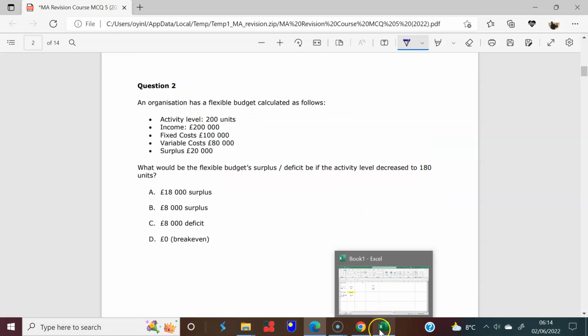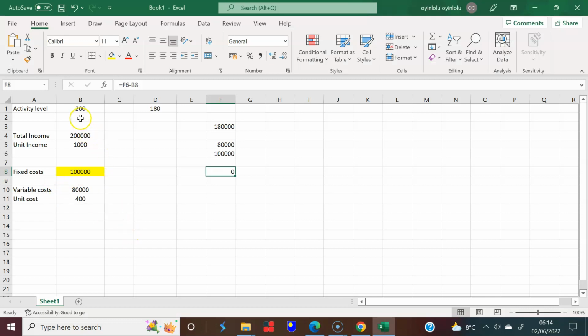Question 2. What I did here was to do a little bit of a graph, an Excel sheet, to make it clearer. Activity levels at 200. Total income 200,000. Therefore, unit income 1,000, right? 200,000 divided by 200, giving you 1,000. Then you have fixed costs of 100,000, but you also have variable costs. So what does that mean? Variable costs of 80,000, meaning the unit cost of each of these items is the 80,000 divided by 200, which gives you 400. So you have unit variable cost 400, unit income 1,000.